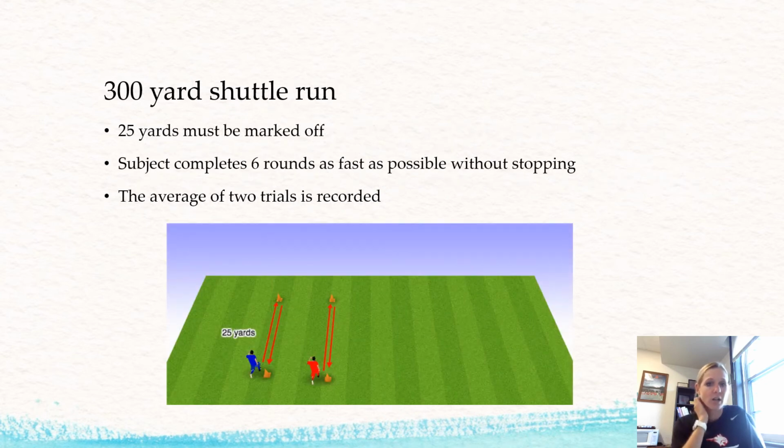Okay, 300-yard shuttle. Again, the cones were 25 yards apart and you went 6 times down and back and got your average of the 2 trials. The other neat thing about the 300-yard shuttle, again, we just kind of did the standard for this, but we could use this test and kind of modify it to include specific sport parameters.